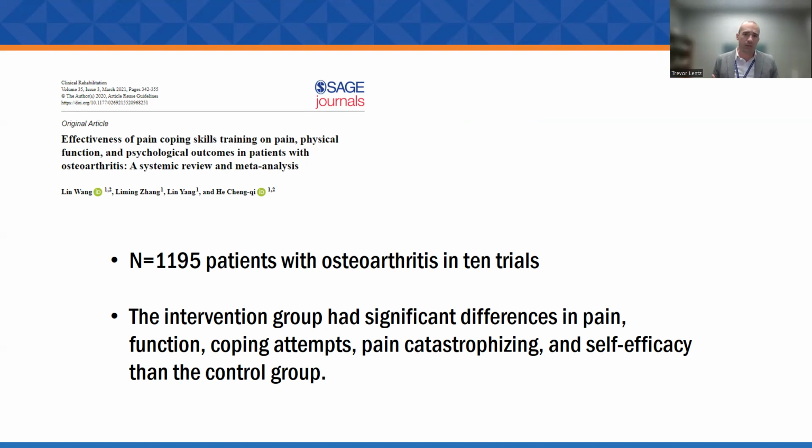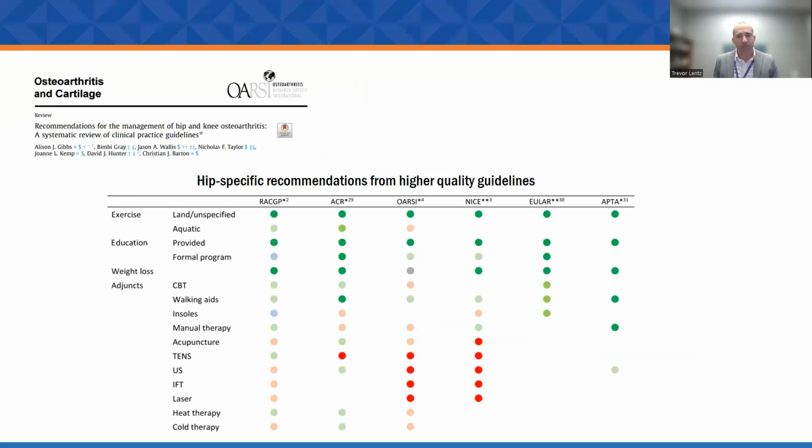So we know that there is a link. We know that these characteristics are modifiable and that we can modify them through treatment. One of the challenges, though, is how do you do that?